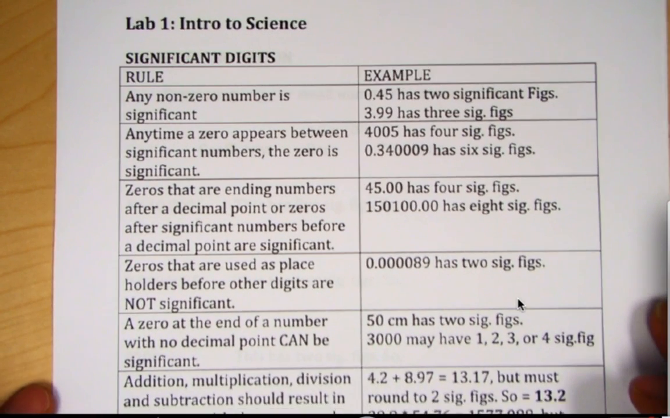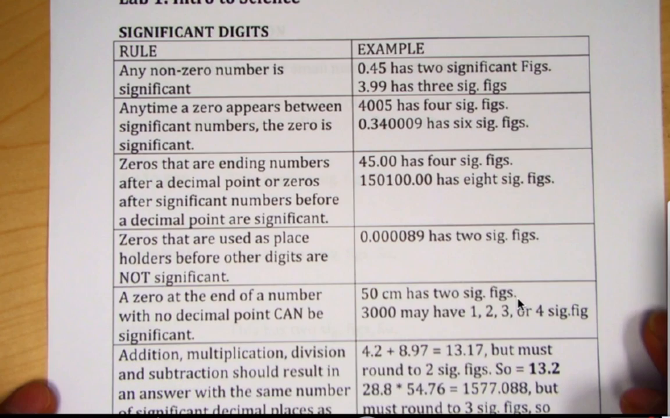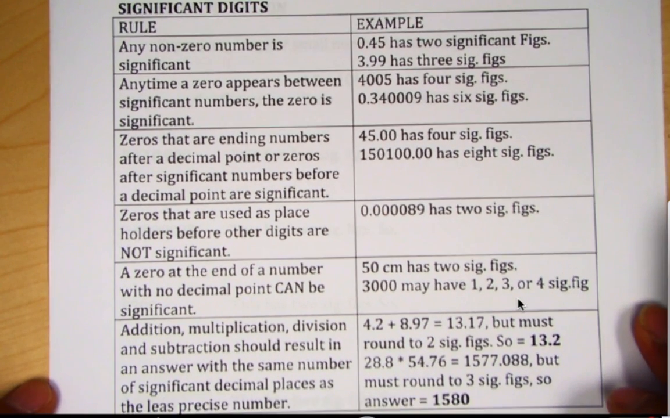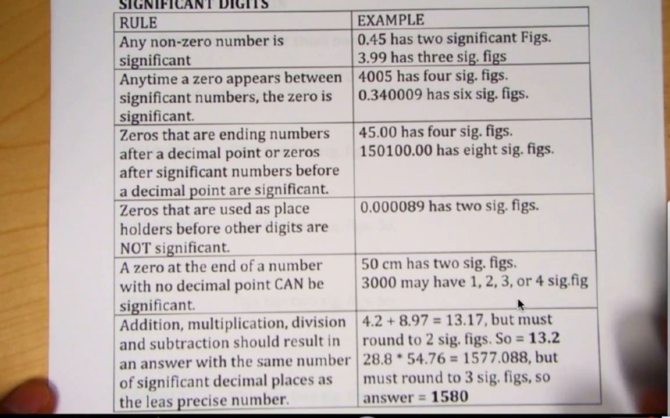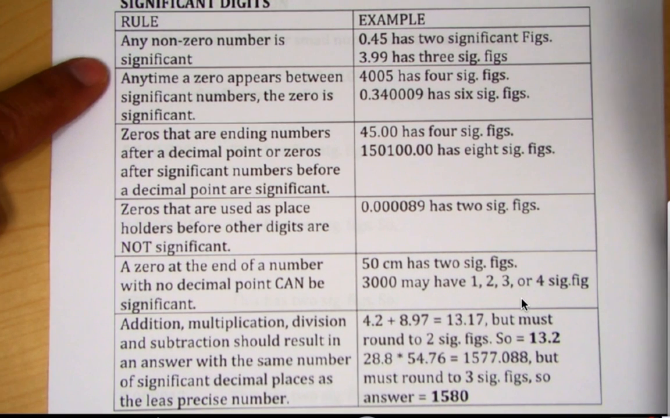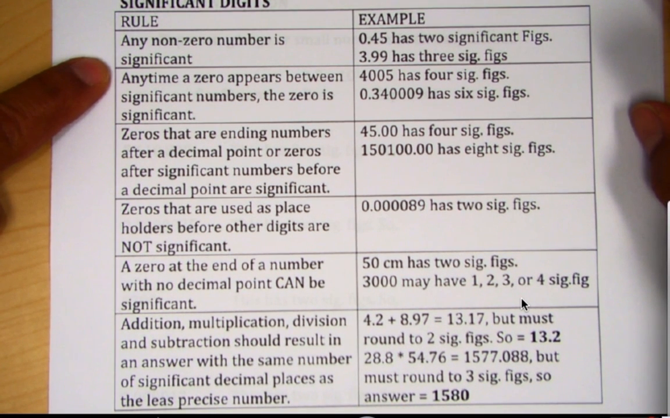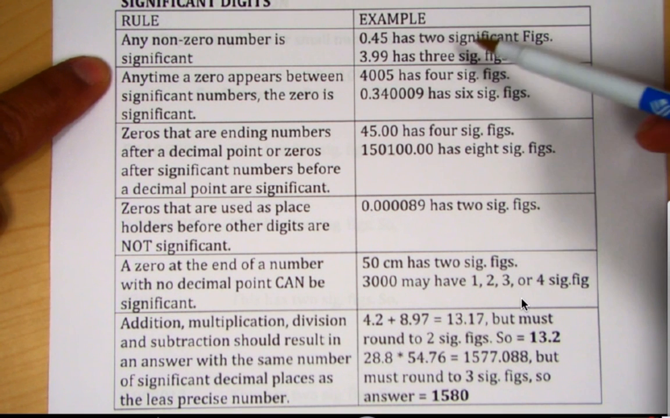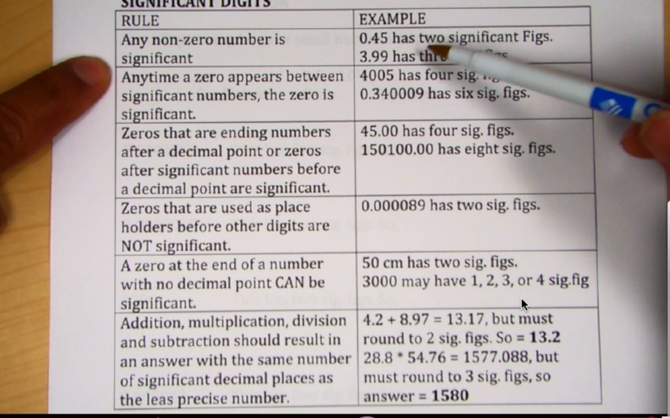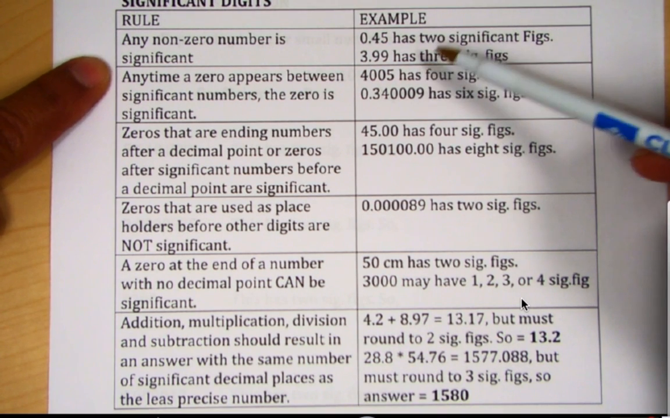Now the next part deals with significant figures. I wrote this out based on the material in the eScience lab, but some of you may not have access to it. Let's just look at some rules. Any non-zero number is significant. So 0.45 has 2 significant figures. 3.99 has 3 significant figures.